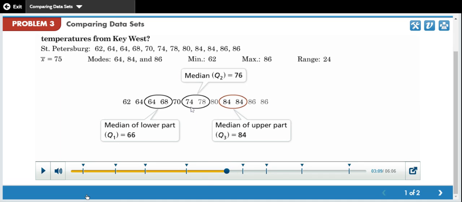Similarly, we did the same on the right-hand side. Anything to the left of the median is considered the lower half of the data set, and anything to the right is considered the upper part of our data set. To find the interquartile range, subtract the first quartile from the third quartile.